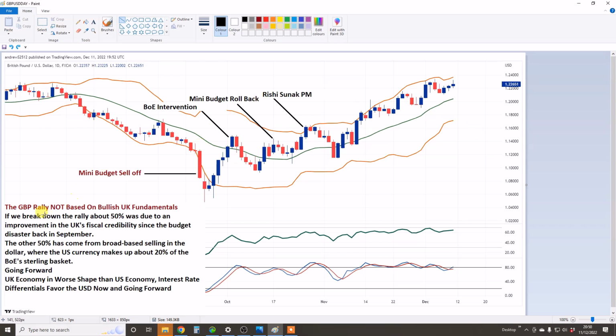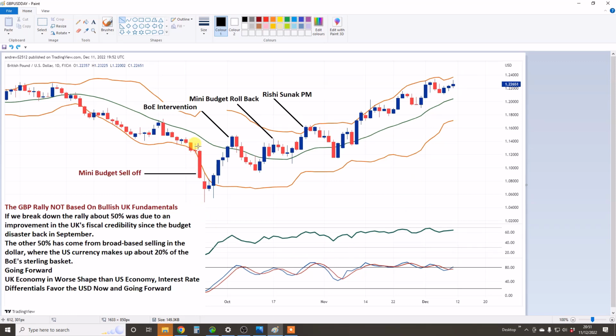Now, I've written up some notes here. This view comes from, I think, Morgan Stanley, and I agree with it. It says if we break down the rally, about 50% was due to an improvement in the UK's fiscal credibility since the budget disaster back in September. The other 50% has come from a broad-based selling in the dollar, where the US currency makes up 20% of the BOE's sterling basket. If you're unfamiliar with what that is, just look it up on the Bank of England site, but it's to do with trade competitiveness. So this is not to do with bullish sterling fundamentals.